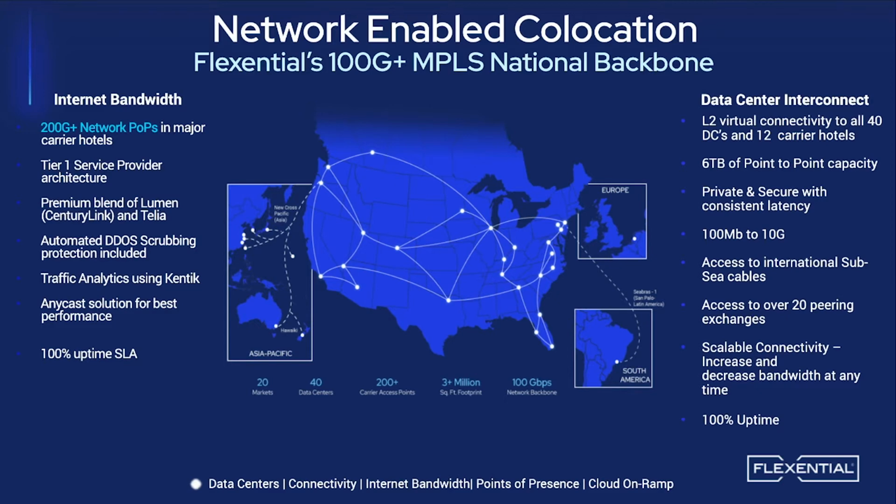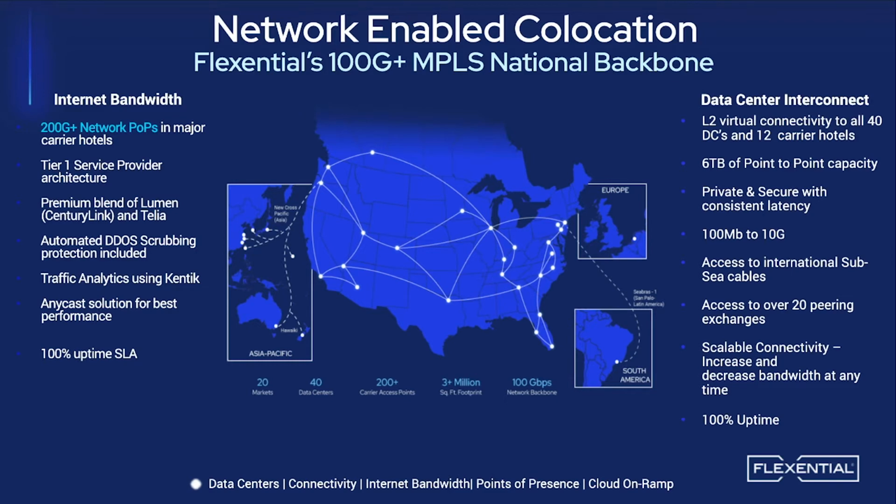And we come back with that all sits on top of this service we call Data Center Interconnect, or that transport layer service. It's that L2 virtual connectivity, just like a giant cross connect. We've got 600 terabits of point-to-point capacity. It's private, secure, consistent latency, multiple ways to failover. We can support 100 meg to 10 gigs and up.